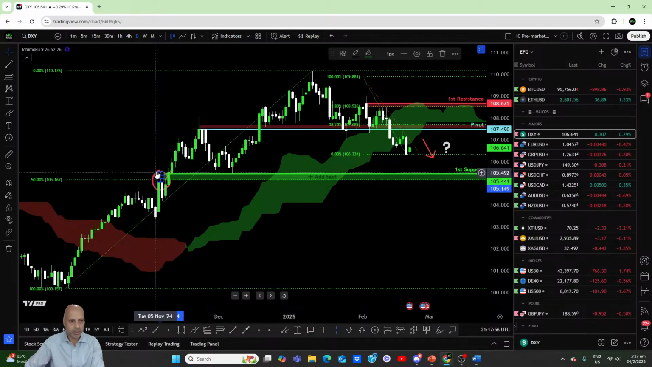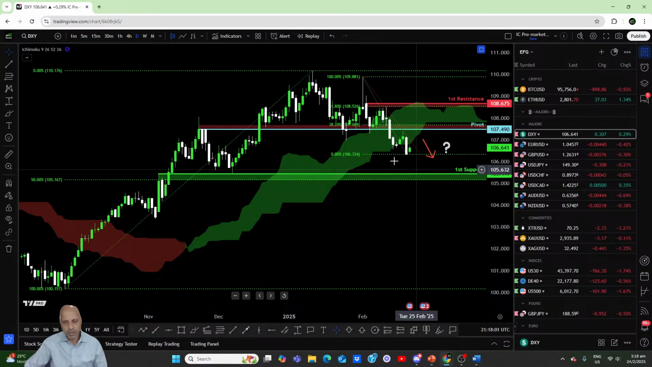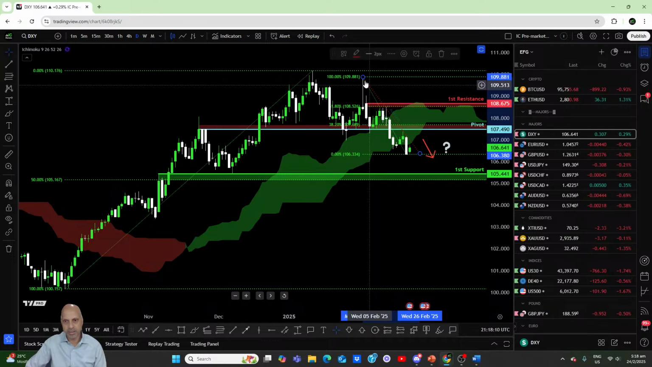So just to recap for the dollar index, right? We could see this index retrace a little bit higher as markets come online in about 40 minutes, right? And take note of this descending trend line. This is going to be pretty key as well.